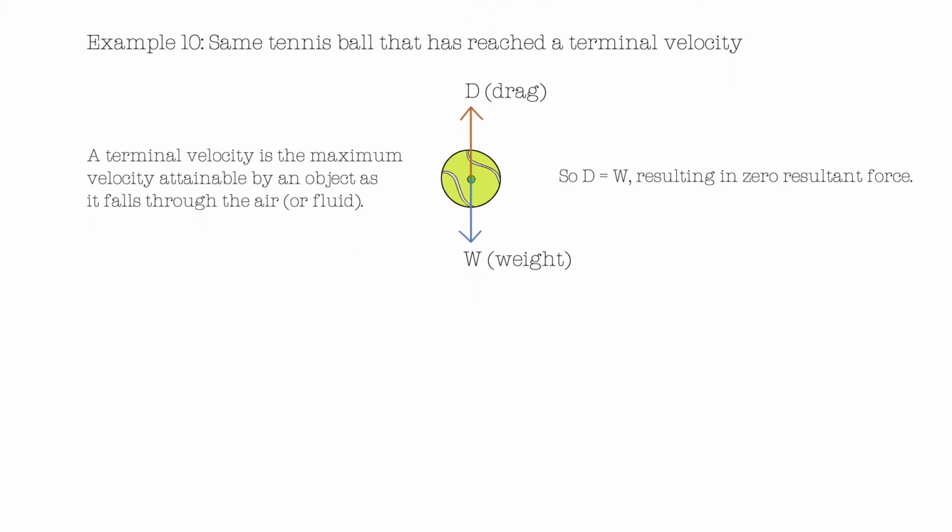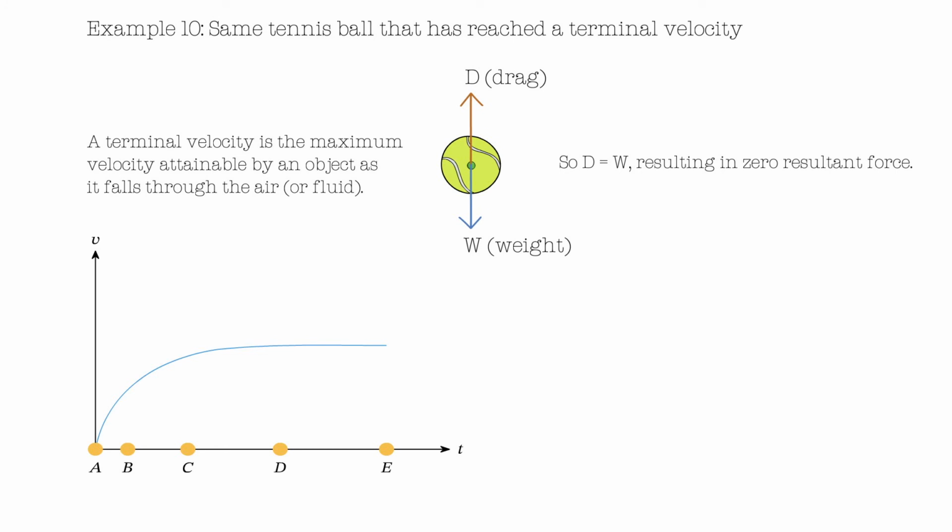If we have a look at the graphical representation of this free fall, we can see that the velocity plateaus from point D to E. This is when the ball reaches its terminal velocity. Let's have a look at the free body diagram of the ball at these specific points. At point A, we know that the only force acting on the ball is the weight, as it is at rest.